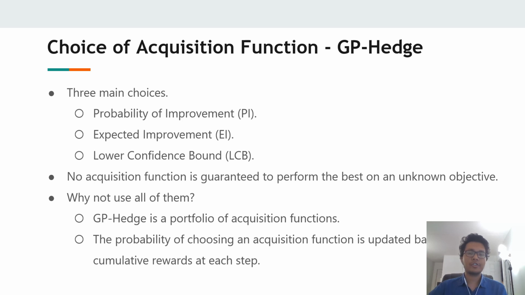For choice of acquisition functions, there are three main options: probability of improvement, expected improvement, and lower confidence bound. However, no acquisition function is guaranteed to perform the best on an unknown objective, which is what we have at our hand with different Spark workloads and datasets. So we ask, why not use all of them? Hence, we choose GPH, which is a portfolio of acquisition functions. In GPH, the probability of choosing an acquisition function is updated based on the cumulative rewards at each step.